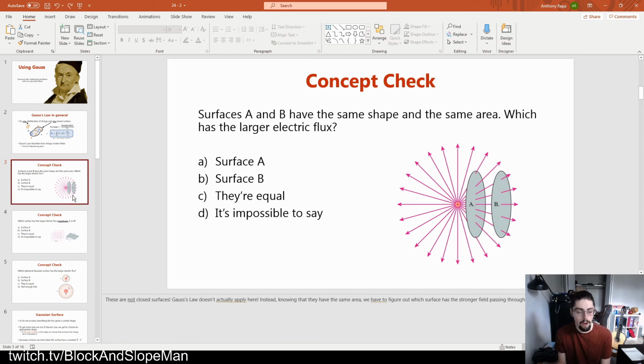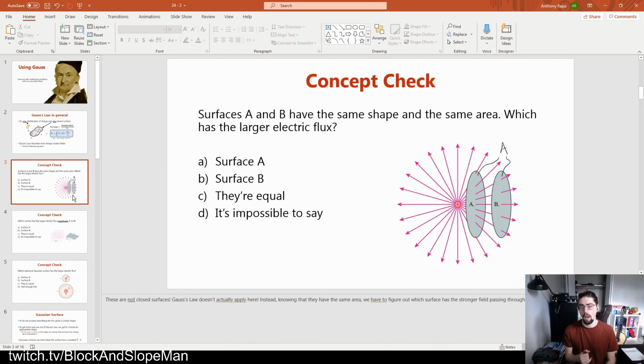Here's what we've got to figure out. For both of these shapes, they have the same area A, the same orientation of A. They're both standing vertically like this. So the area is not going to make a difference. The orientation of the plates is not going to make a difference, roughly speaking. The much more important part, then, is which one is going to experience the stronger electric field.